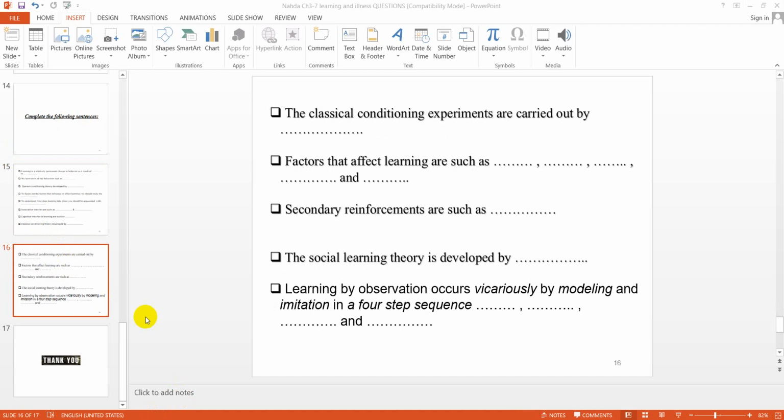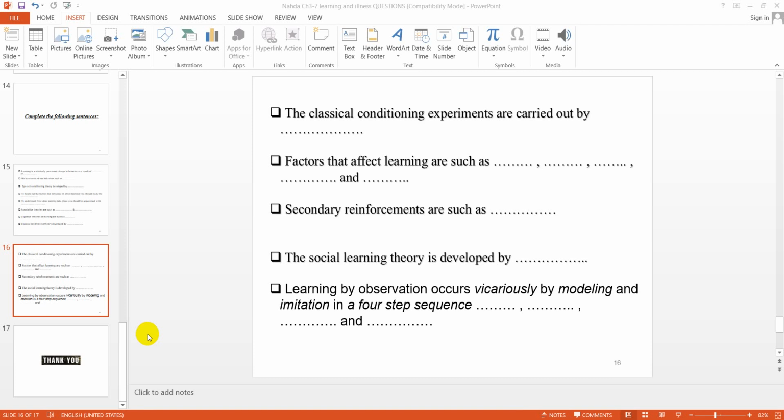Factors that affect learning are such as feedback, fatigue, all cognitive functions such as perception, attention, memory, repetition or frequency, feedback, motivation. All of these factors can affect learning, and you have to mention five of these factors. Secondary reinforcers are such as token economy and money.